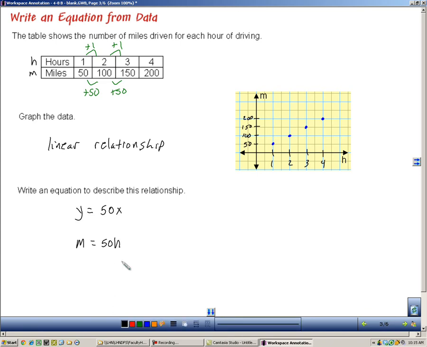So H. Last thing to do is write it in function notation. Function notation, we'll call that F. Now what value goes in here? The domain, which is my H, and that equals 50H. So I plug in the number of hours, multiply it by 50, and that gives me the number of miles that I've driven. That is my linear relationship.